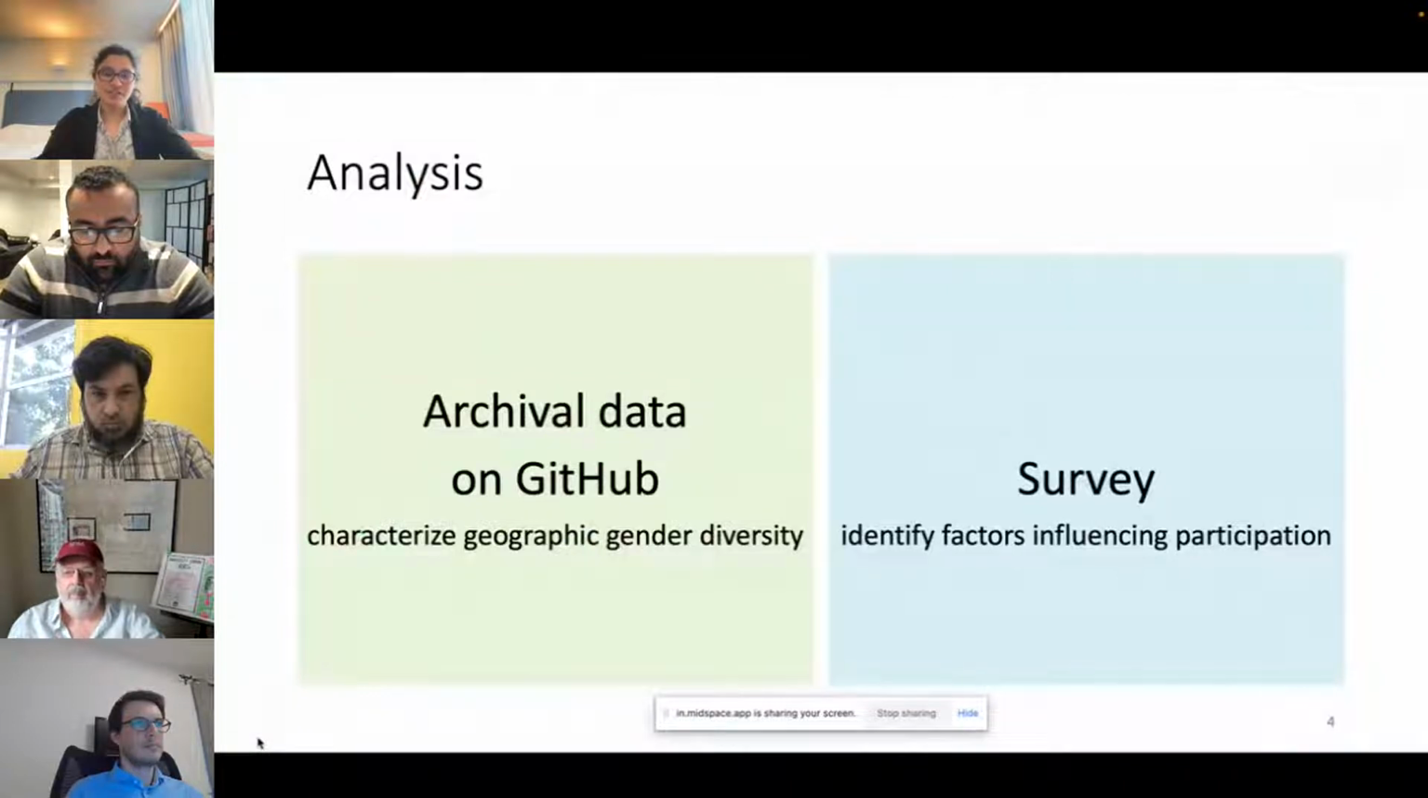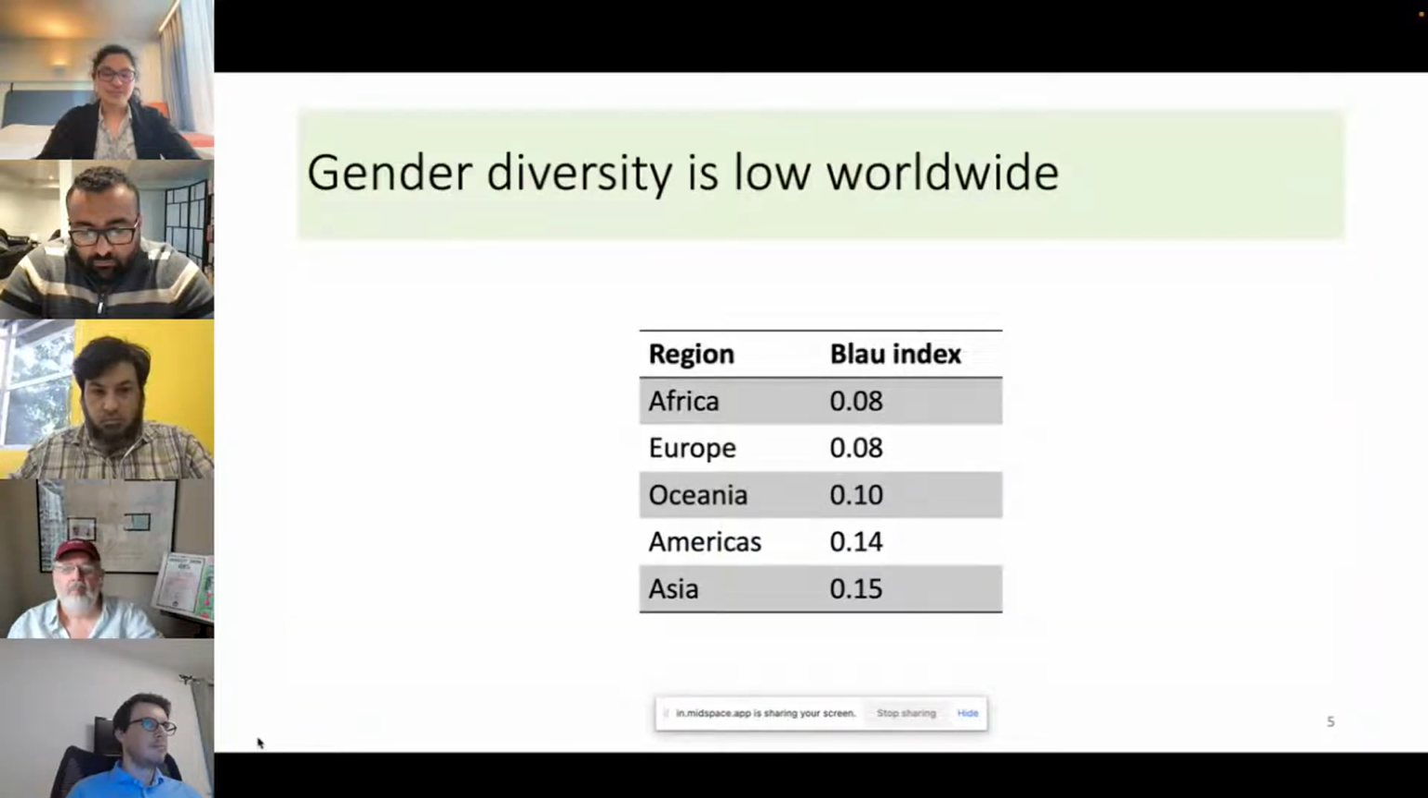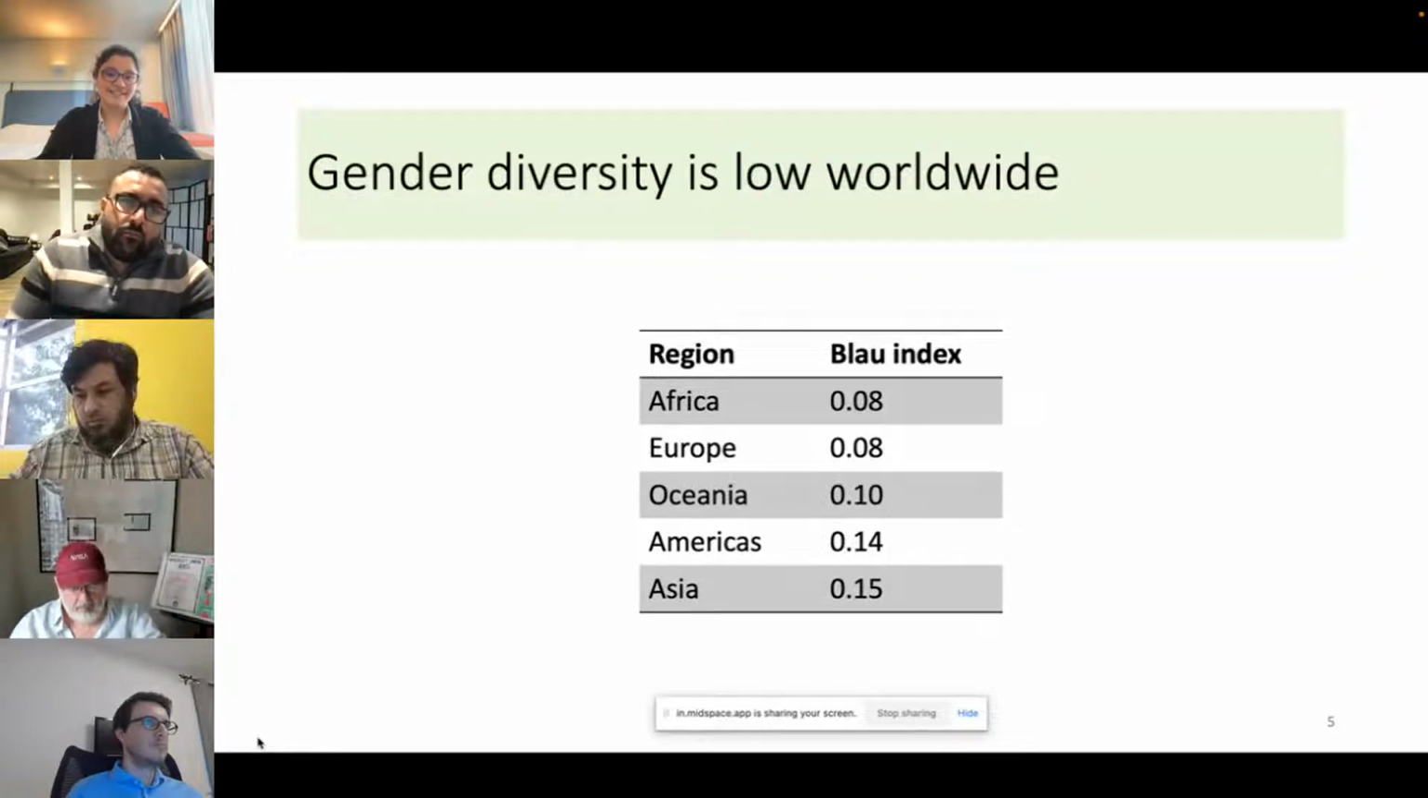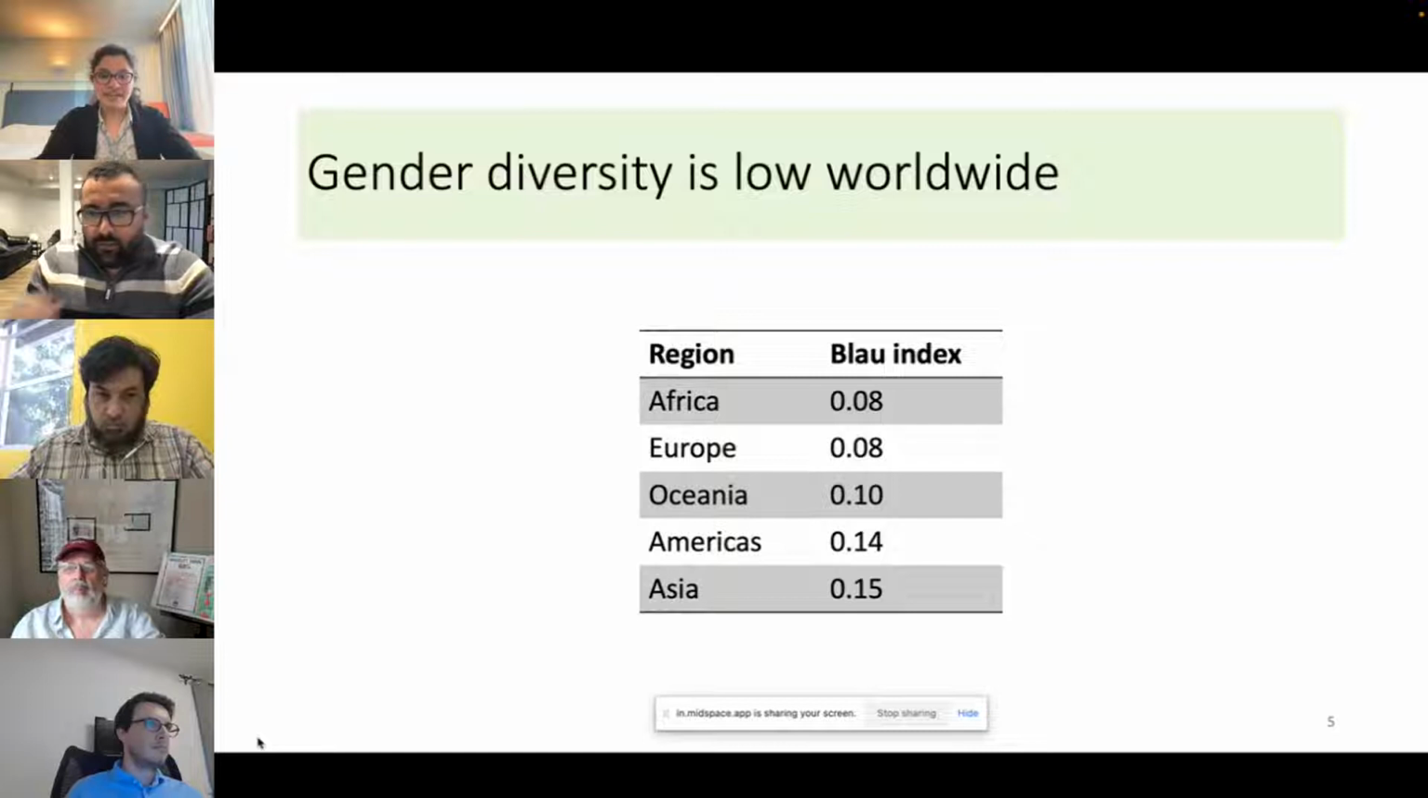Our study had two parts. First, we used archival data on GitHub to characterize the geographic gender diversity as seen in the open source projects hosted on GitHub. We also conducted a survey to identify factors that can influence the participation of gender diverse geographic participants. Our analysis showed that gender diversity is low worldwide. To give you a sense of scale, an ideal Blau index would be 0.5, which would mean 50% men, 50% women. While not statistically significantly different, we see that gender diversity is higher in the Americas and Asia in comparison to Africa and Europe.